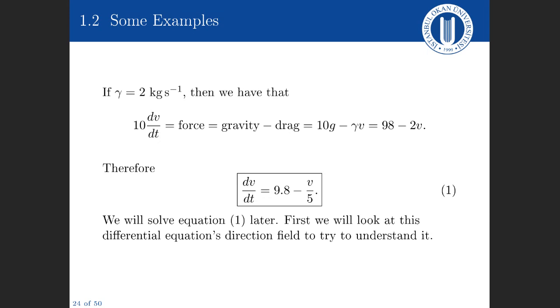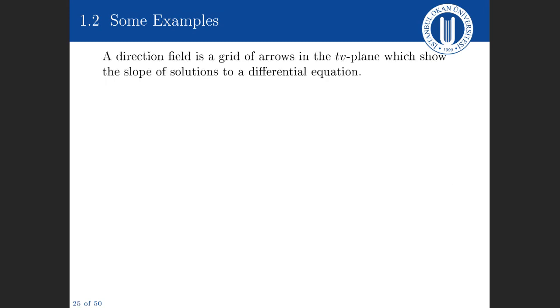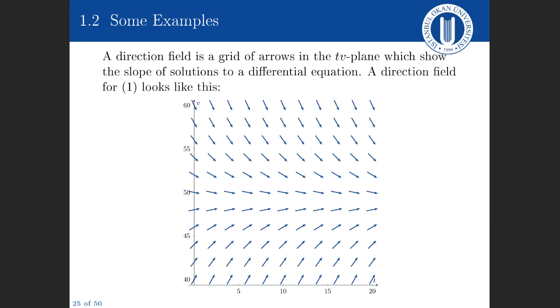We're going to solve this equation later, but first I want to look at this differential equation's direction field to try to understand how solutions are behaving. A direction field is just a grid of arrows, in this case in the tv plane, which shows the slope of solutions to the differential equation at different points. The direction field to this differential equation looks like this. After we have our direction field, we can make some guesses at what the solutions look like.